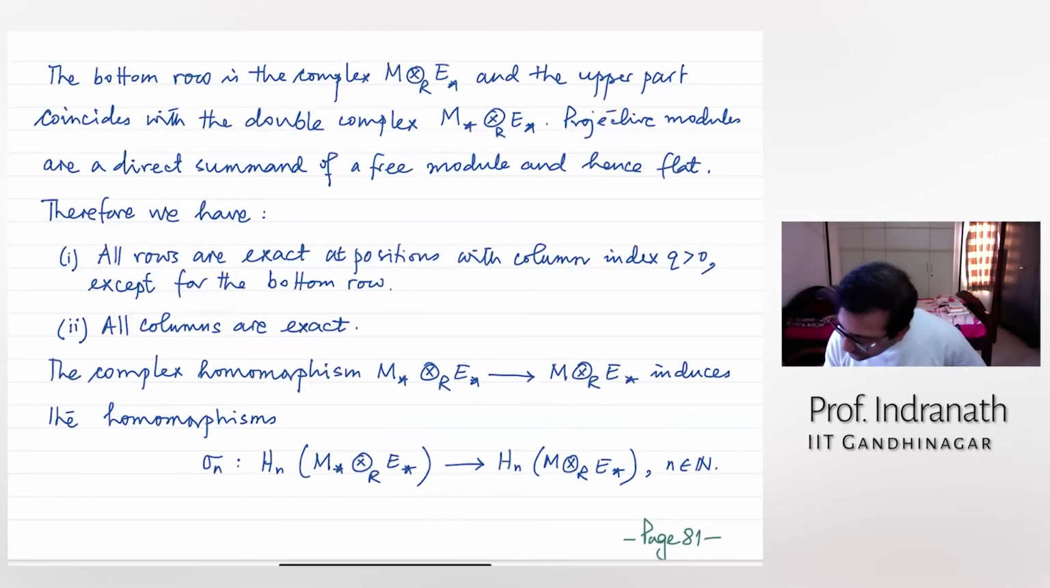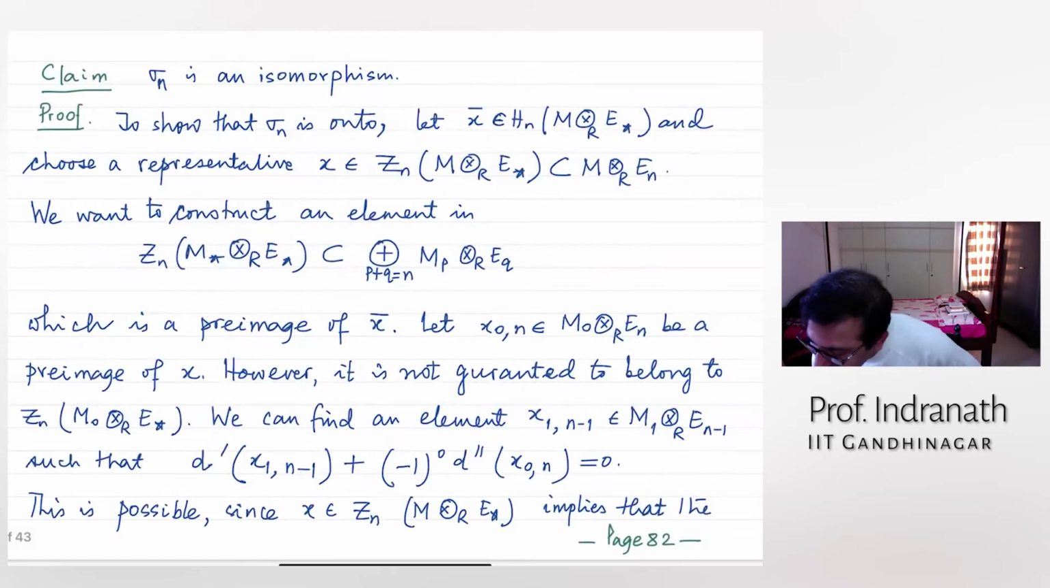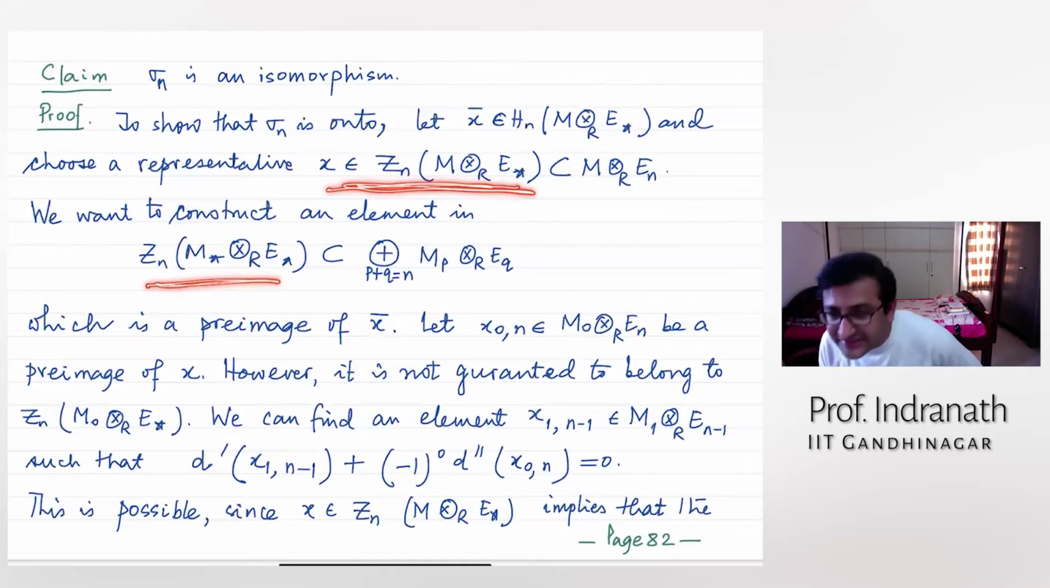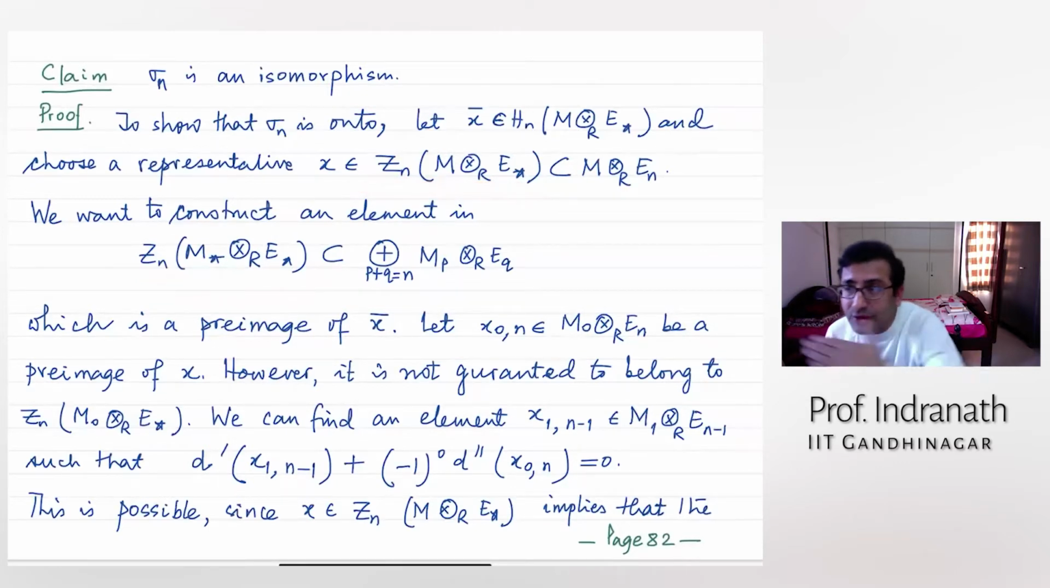So now I start with an element which is a cycle, and then we want to construct an element in this, which is a pre-image of this. Here you have a representative, but you want a representative here. That is the challenge. This is the cycle of the bottom complex, but this is in the double complex. How do you do that? Basically you will be going through a kind of ladder.